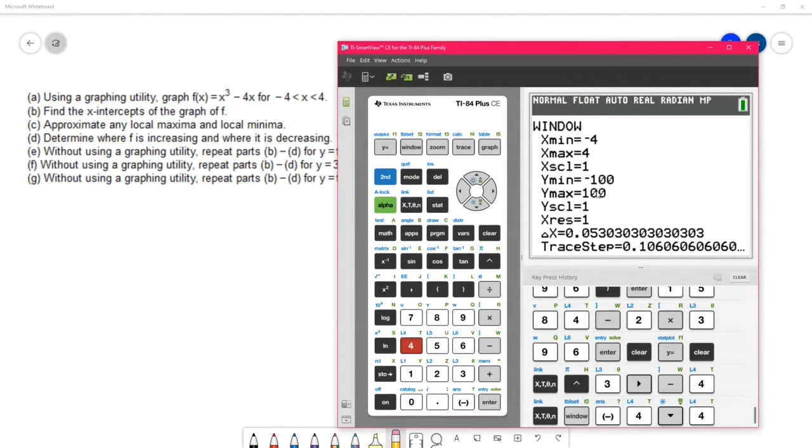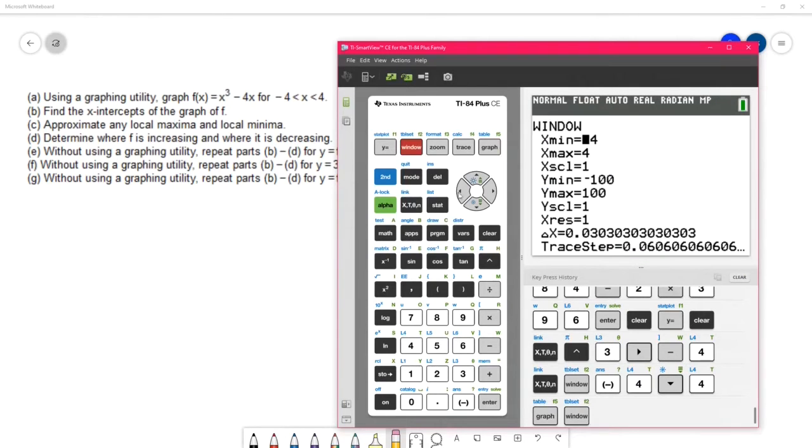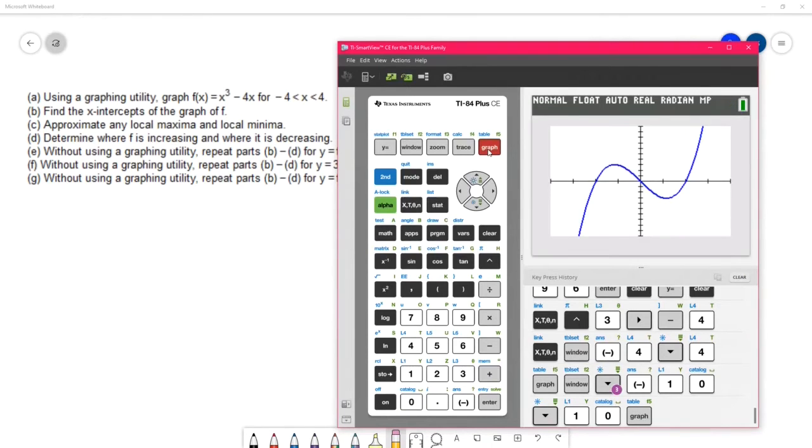And I think these y values are wrong, but let's take a look first and then I can make a change. Okay, so I'm going to go back to that window and I'm going to bring it back down to our usual numbers from negative 10 to 10. And here we see our graph of f of x equals x cubed minus 4x.